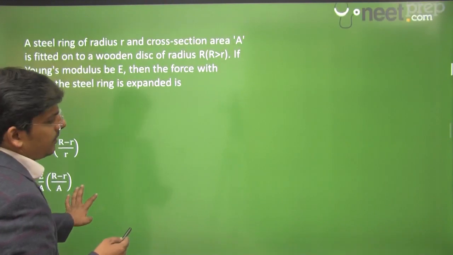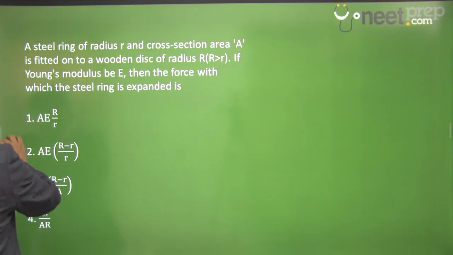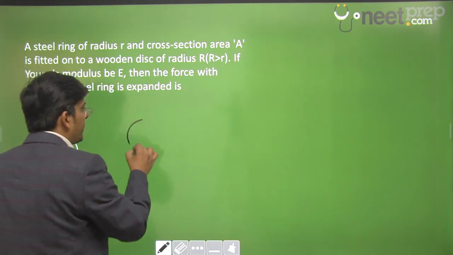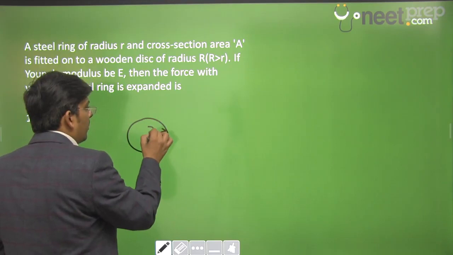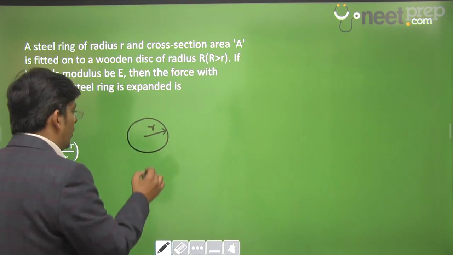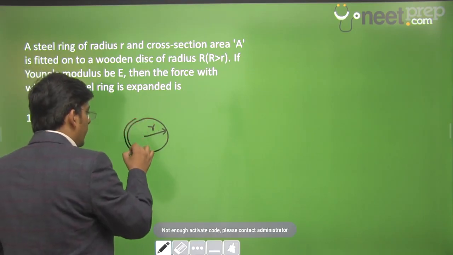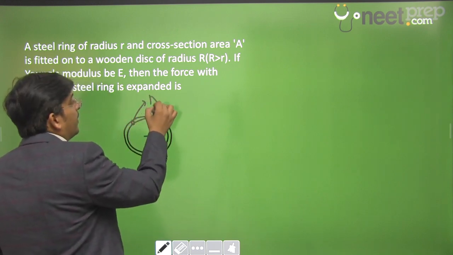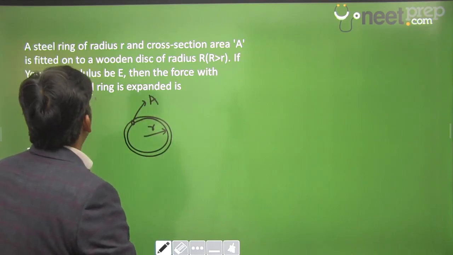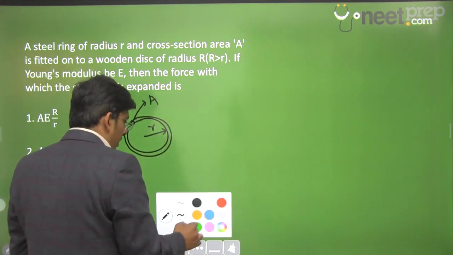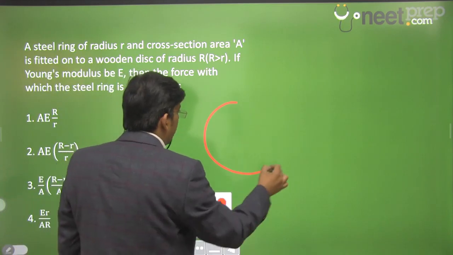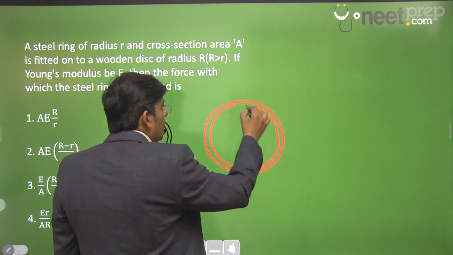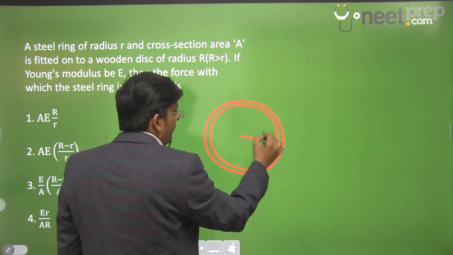This is an interesting question, rather easy but interesting. A steel ring of radius small r. So its radius is small r, dear students. This is a steel ring, okay? Cross section area is going to be capital A. Okay, its cross section area is actually capital A, right? It's fitted onto a wooden disc of radius capital R. It is to be fitted onto a wooden disc of radius capital R. Okay.